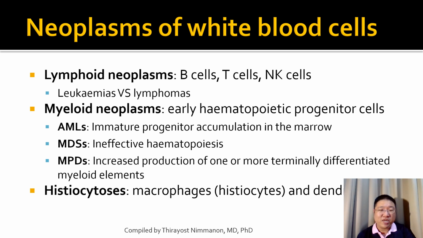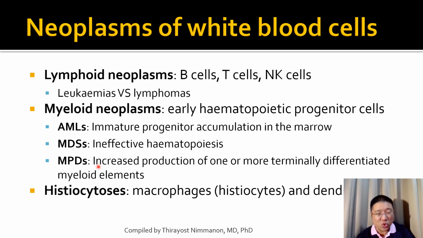For example, if the bone marrow is composed predominantly of the erythroid precursor cells, and the patients will have a lot of red blood cells within the body, that is polycythemia vera. If there is too much megakaryocytes, too much platelets within the blood circulation, that is ET, essential thrombocytosis, or essential thrombocythemia.